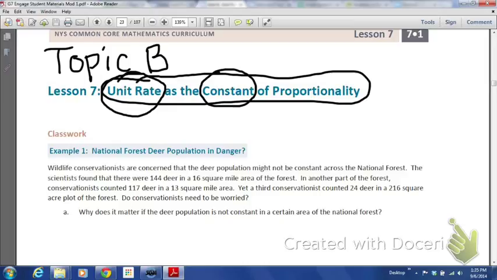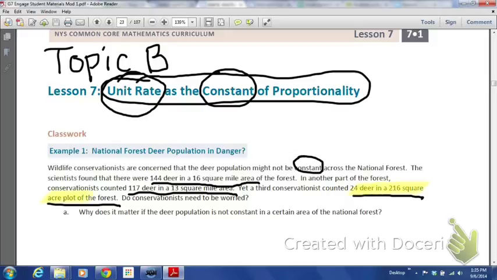So wildlife conservationists are concerned that the deer population might not be constant across the national forest. The scientists found that there were 144 deer in a 16 square mile area of the forest. In another part of the forest, conservationists counted 117 deer in 13 square miles. Yet a third conservationist counted 24 deer in a 216 square acre plot of forest. Now you can see what's wrong with that last value.